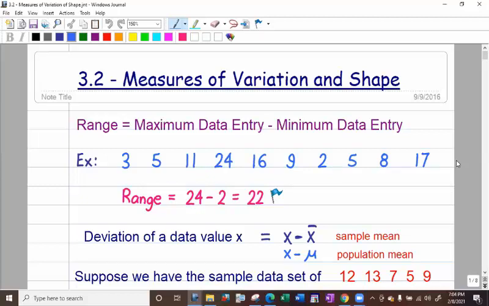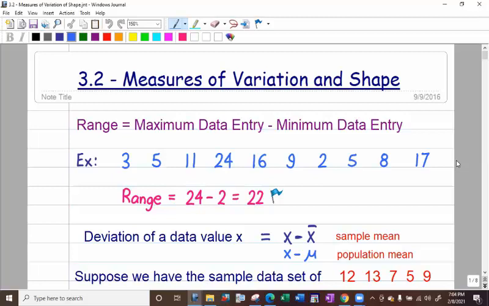Now the first and most basic measure of variation is the range. And the range is very easy. It's just the maximum data entry minus the minimum data entry. That's just a fancy way of saying your largest number minus your smallest number.